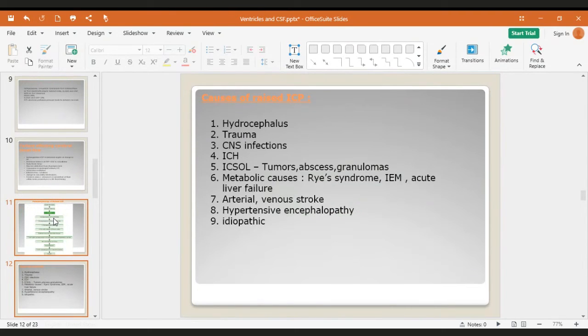Causes of increased intracranial pressure are hydrocephalus, trauma, and CNS infection, which may be meningitis, tubercular meningitis, viral infection, etc. Also intracranial hypertension, intracranial bleeding, and intracranial space-occupying lesions such as tumor, abscess, granulomas; metabolic causes like Reye's syndrome, inborn errors of metabolism, acute liver failure; arterial and venous strokes, infarcts, hypertensive encephalopathies. Raised ICP may be idiopathic or due to drugs.